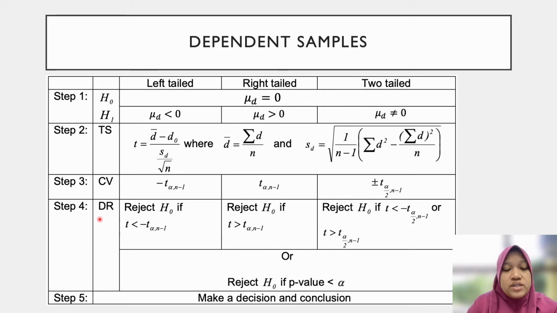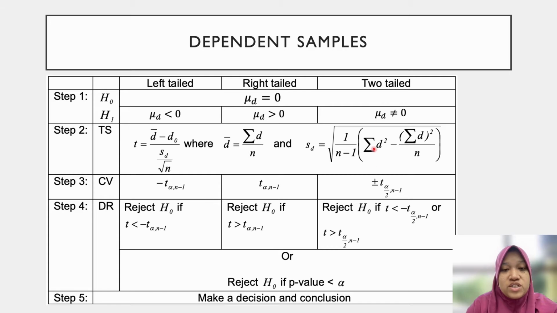And then for the decision rules, for each of the tests that we will use, you can refer to this decision rule. For the left tail test, the decision rule is reject H0 if the test statistic is less than the critical value. And for the right tail, we reject H0 if the test statistic is greater than the critical value.